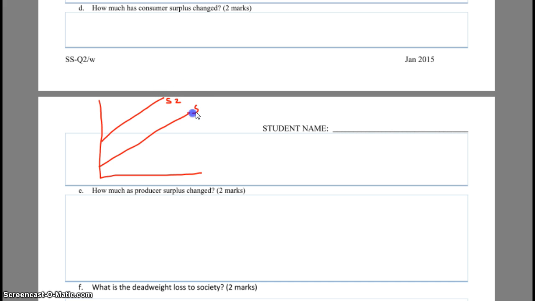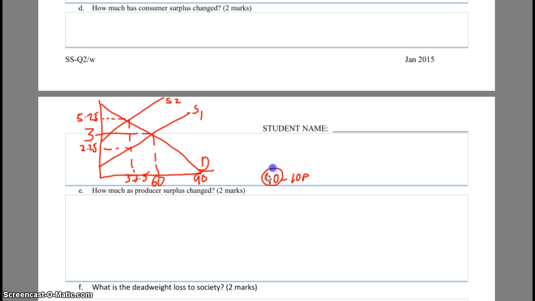So S2, that's with the tax. S1, we've got demand going down there. Okay, we've got the original equilibrium price and quantity. So the original equilibrium price was 3, the quantity was 60. We know that the new equilibrium quantity was 37.5, and we know the new equilibrium price for consumers was 5.25, and the new equilibrium price for producers was 2.25. We also know the Q-intercept, which is 90, because the formula is 90 minus 10p.